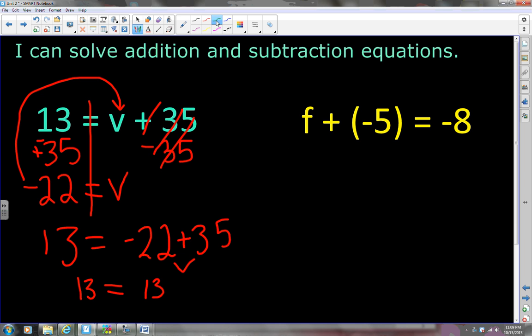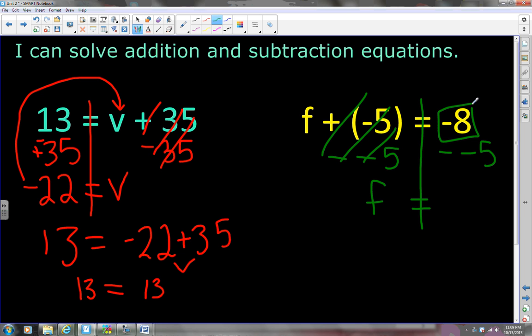Now, as we move on to the second problem here, f plus negative 5 equals negative 8. Again, draw your line when you solve to make sure the two sides stay in balance. I'm going to do the inverse of adding negative 5, which is subtracting negative 5. And notice I do it on both sides of the equation. Remember, on this side it cancels, so I'm left with f. On this side, stop, chop, chop. I have negative 8 plus positive 5, which leaves me with negative 3.